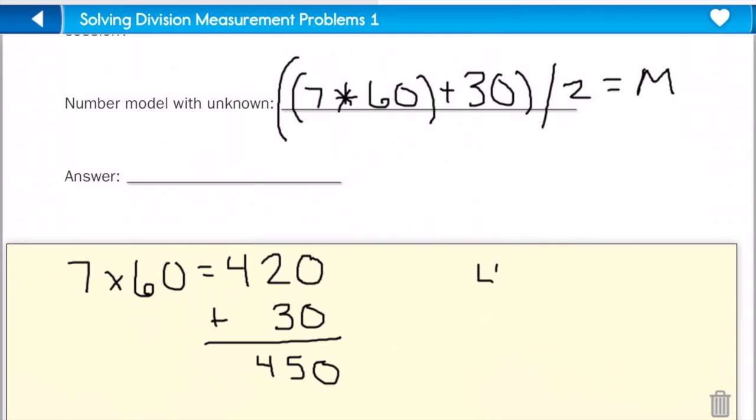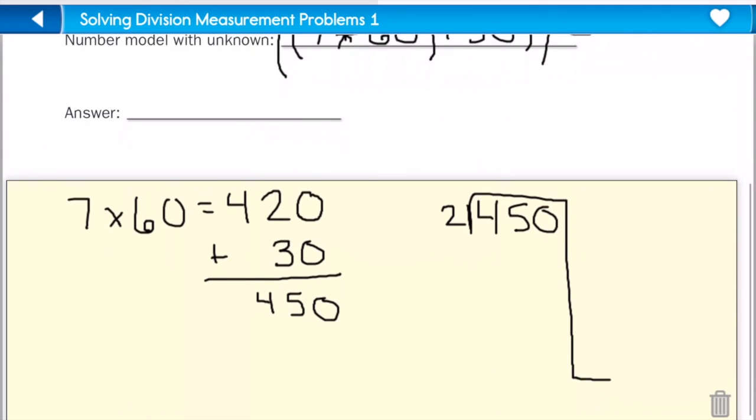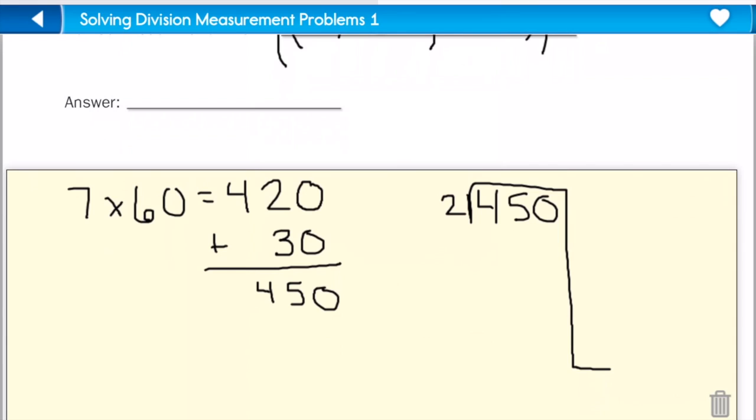So now I'm going to take 450 and I'm going to use partial products. I'm going to divide that by 2. So what is something I could multiply 2 times to get close to 450 without going over? Yeah, so what I would do is I would multiply it times 200 because I know that 2 times 2 equals 4, and then if I use the 0 as my hero trick and just add 2 zeros onto the end, I know that 2 times 200 would be 400.